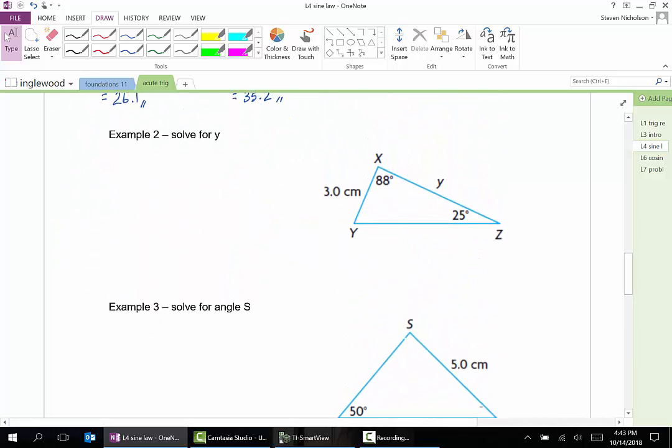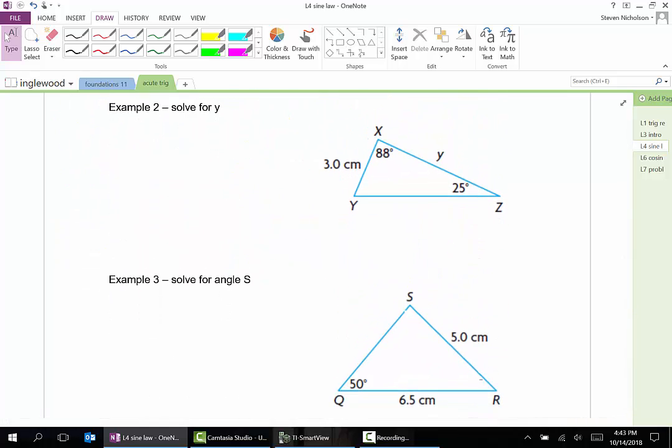Okay, example number 2, solve for y. Now again, we need a matching pair, and that's really important to highlight right off the bat. And there we have our matching pair right there. But the other thing we need to know is one piece of information. If we want little y, we need big Y. And again, we know what big Y is really simply. Big Y is 67 degrees. Again, interior angles of a triangle.